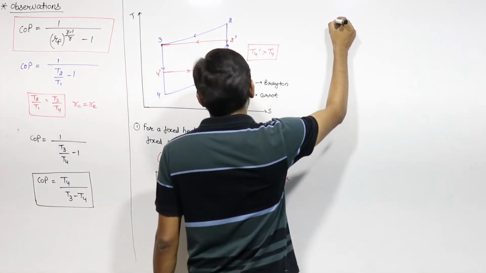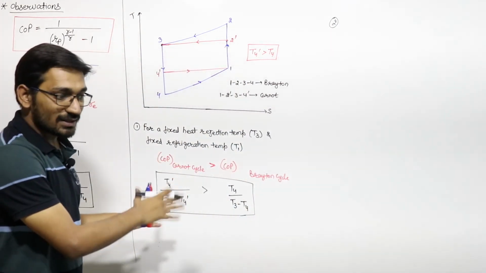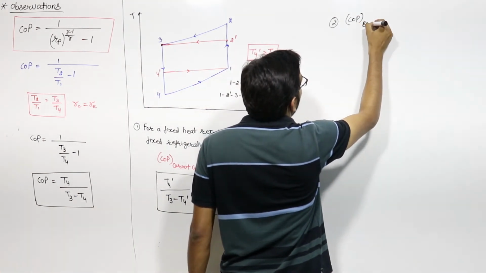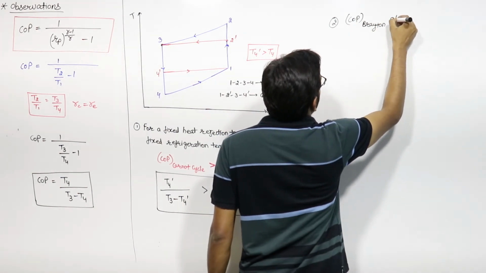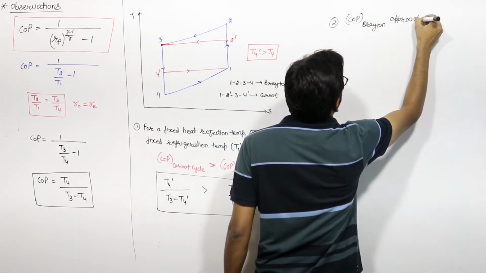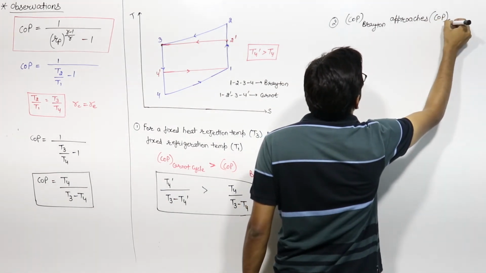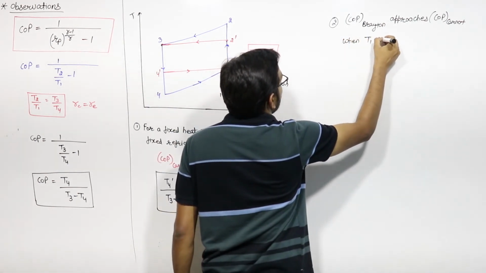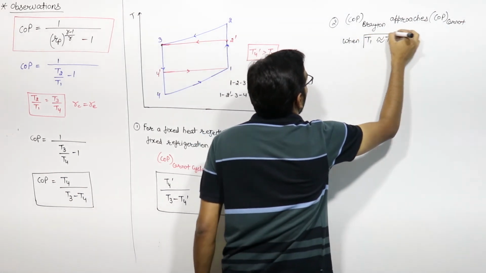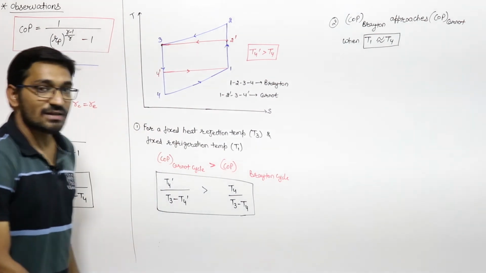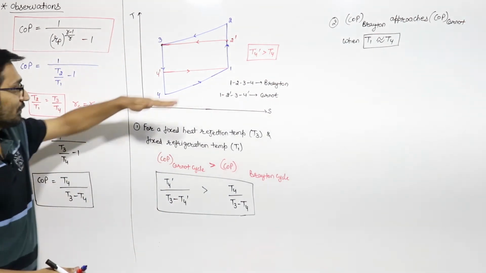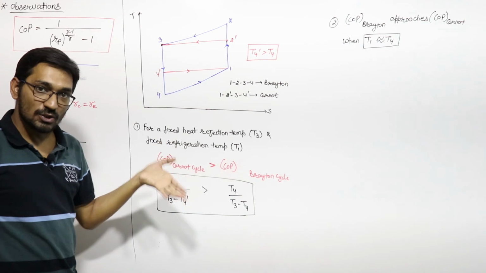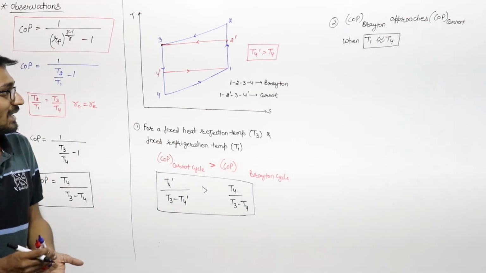So the second observation we can write: in this case, the COP of the Brayton cycle approaches the COP of the Carnot cycle when T1 is almost equal to T4. When T1 approaches T4, when T1 is approximately equal to T4, it will be this kind of line. So in that case only, the Brayton cycle COP will approach the COP of the Carnot cycle.